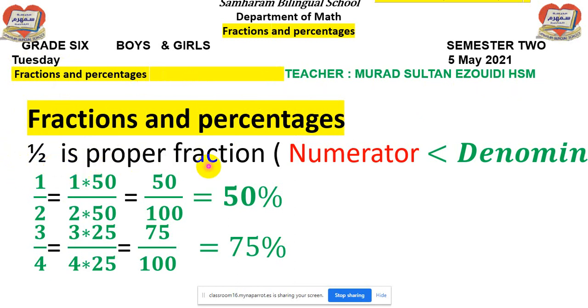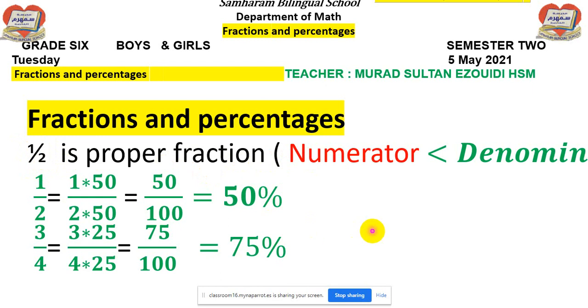Okay, let's focus on half, 1/2. It's a proper fraction. Why? Because the numerator value is 1, is less than the denominator value, which is 2. So that's why it's called proper fraction, because 1, what is written on the top, is less than what is written below. This is the numerator 1, 2 is the denominator, so 1 is less than 2. It's called a proper fraction.